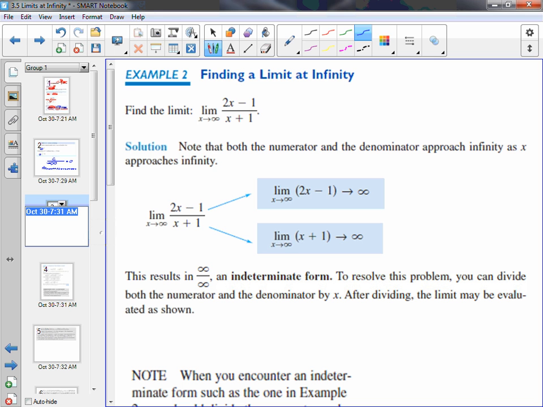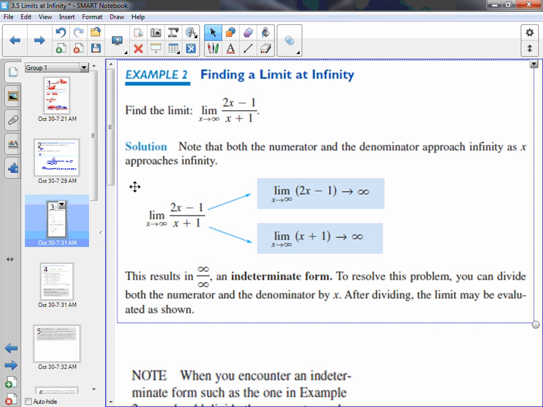All right. Now let's look at some examples of how we would actually determine these. So this is example 2 from the book. I don't use the examples in the book all that often, but they do a really good job of explaining this. In example 2, they want us to find a limit at infinity. In other words, find the limit as x approaches infinity. So we're going to find the limit of 2x minus 1 over x plus 1 as x approaches infinity.